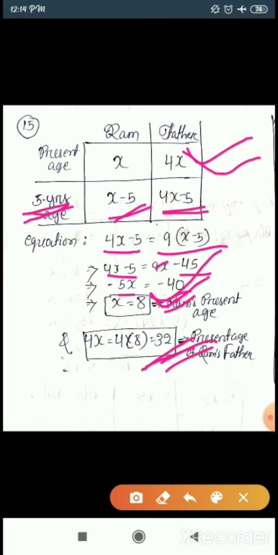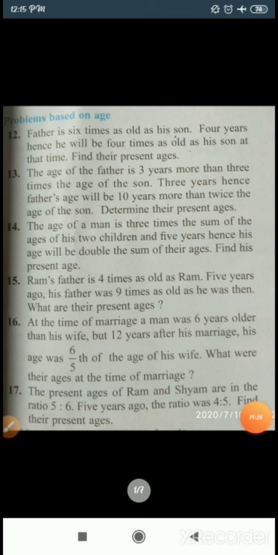Now just see question number 16. At the time of marriage, a man was 6 years older than his wife, but 12 years after his marriage, his age was 6/5 of the age of his wife. What were their ages at the time of marriage? Now just see the answer.